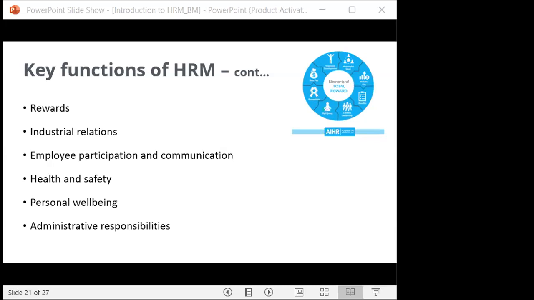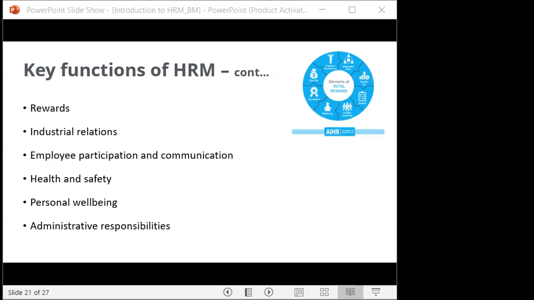Then we have health and safety. Those who are employees know what is meant by employee health and safety, right? Providing personal protective equipment, PPEs. If it is a construction site, the employees should wear helmets, boots, overalls, necessary signs and everything. All these health and safety issues are looked after by the HR department. So we could say that employee health and safety is another function in HRM.